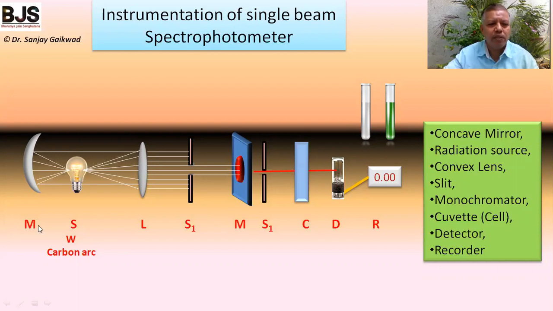It includes the mirror, the source, a lens to make the parallel beam, and a slit to select some part of the beam. This is the monochromator. It selects only the monochromatic light from the white light. This is the cuvette cell. This is the detector, and this is the recorder.